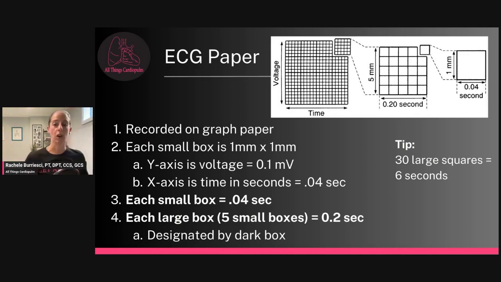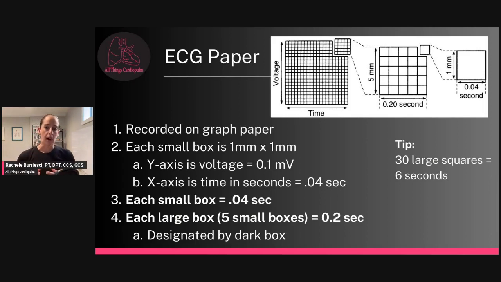So before we can talk about rate, we have to talk about the ECG paper because it has a little nuance to it and we need to know how it works in order to utilize it to our advantage. So number one, ECG tracings are recorded on a graph paper and it does occur at a specific time, 25 millimeters per second, and that should be standard. So that is always what's happening unless it is talked about otherwise, and we're not going to do that today.